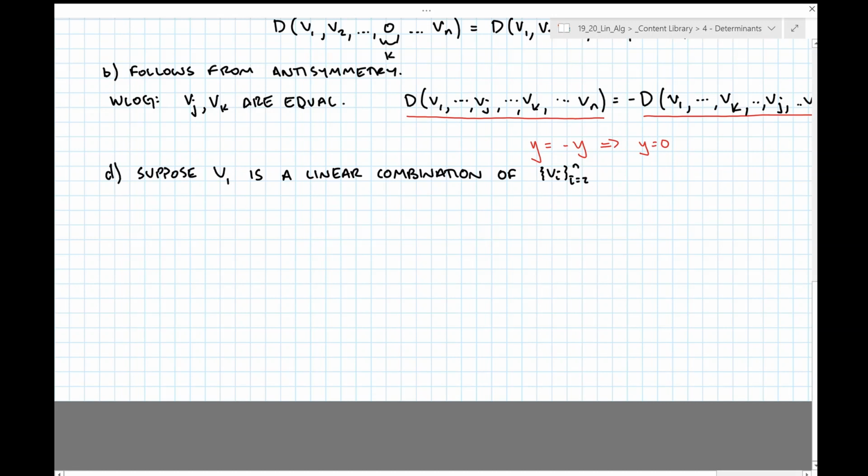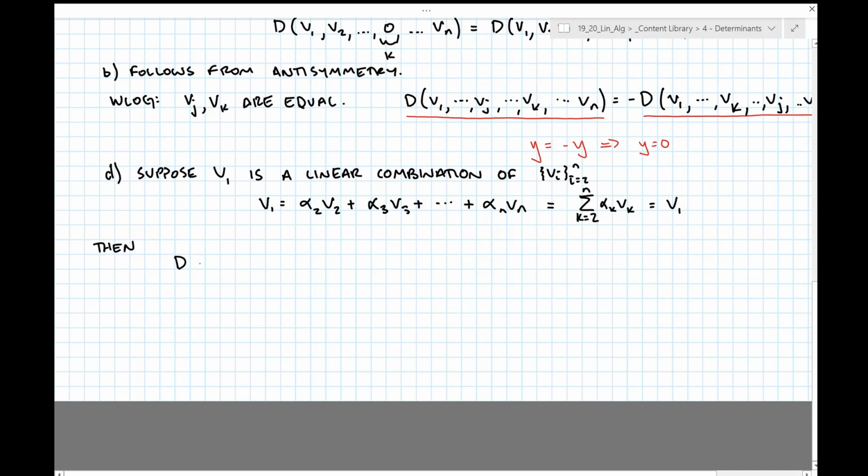Well, this means that V1 is equal to alpha 2 V2 plus alpha 3 V3 plus a bunch more, plus alpha n Vn. I can represent it as a linear combination of these vectors. And if I wanted to write that in summation notation, I could write the sum from k equals 2 to n of alpha k Vk, and that is equal to V1.